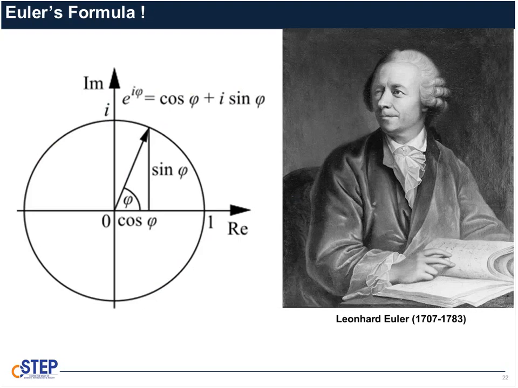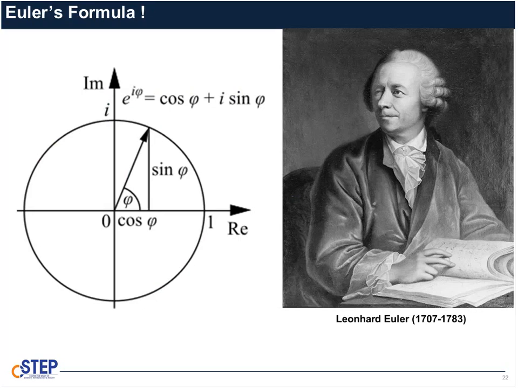If there exists a number here which is making an angle phi with the real axis, then on the real axis this part is cos phi and this part is sin phi. And he gave a very beautiful representation, that is e to the power i phi is cos phi plus i sin phi, where e is the Napier logarithm base. It is a very useful formula, and lots of times we use it in different domains, in computation or complex number, anything.